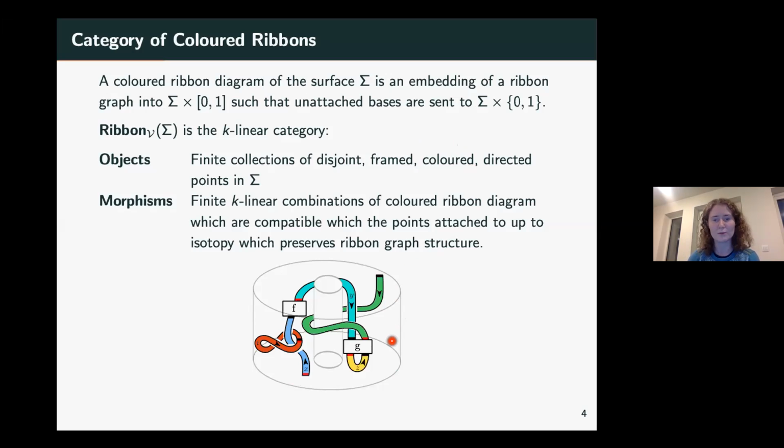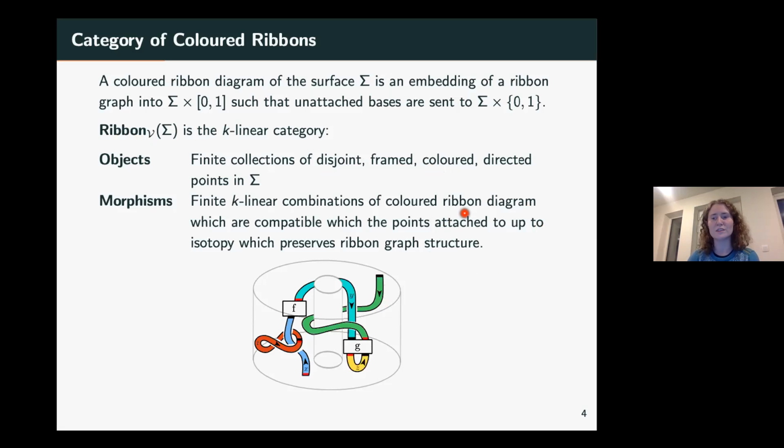The objects of the category aren't particularly interesting. They are just going to be these points. So if you see these strands meet the top or the bottom in a kind of framed point. And so the objects are going to be finite collections of disjoint points. And these points have a framing. They have a direction, so they can either go up like this one, or they can go down like this one. And they're colored with an element of your ribbon category V. And that's pretty much it. So these are the objects. They're not the interesting thing about this category. All the interesting information is in the morphisms.